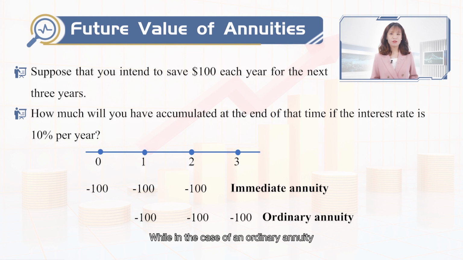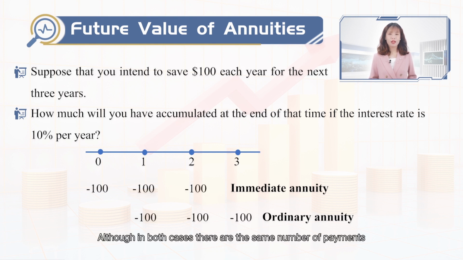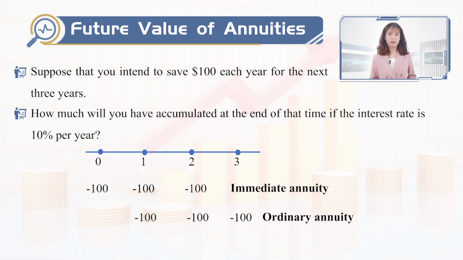While in the case of an ordinary annuity, the first $100 is deposited at the end of the first year. This timeline contrasts the immediate annuity and ordinary annuity clearly. Although in both cases there are the same number of payments, under the immediate annuity pattern, the entire amount earns interest for an additional year.